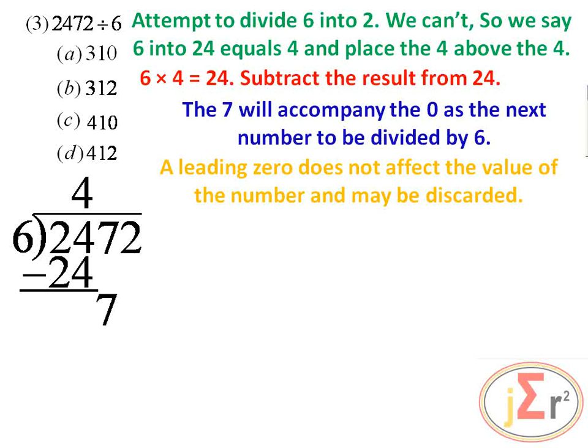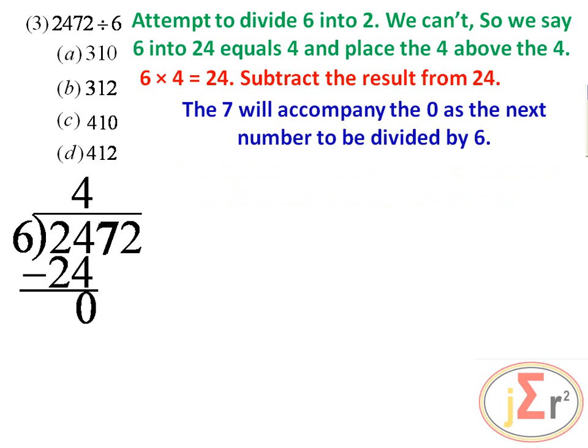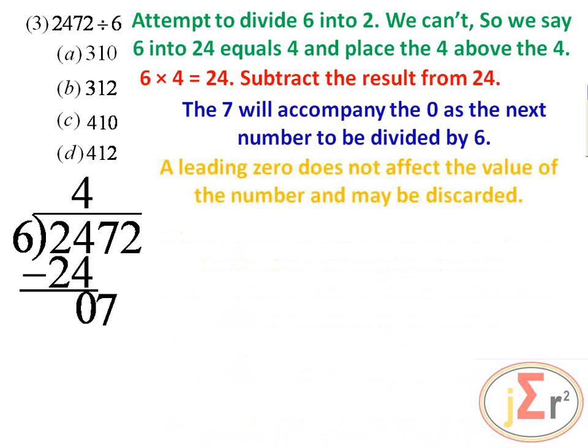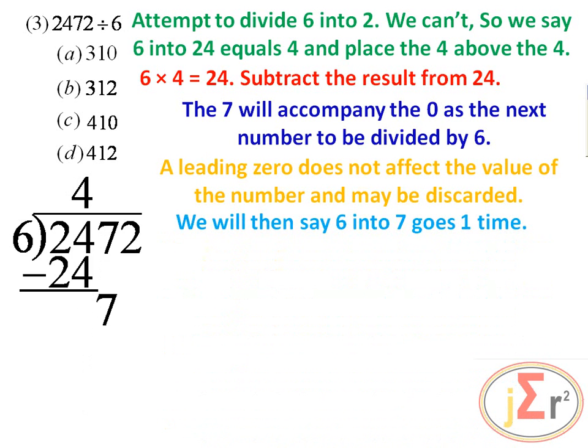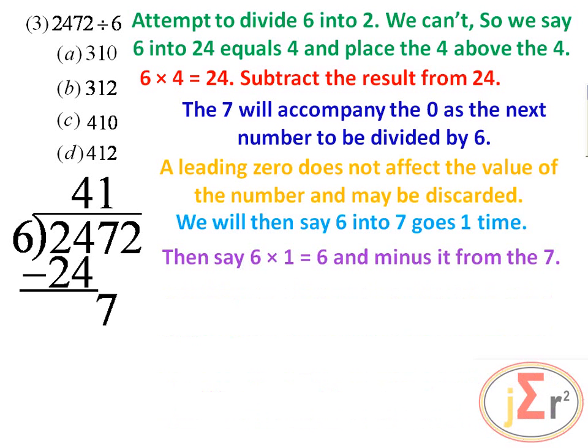So as Jerry said, we should bring the 7 down. So the 7 accompanies this 0 there as the next number to be divided by 6. Then what do we say? We will then say 6 into 7 goes 1 time. And then what do we say after that? 616. Right, 616. And we will subtract that 6 from the 7. 7 minus 6. What will that give? 1. 7 minus 6 equals 1.